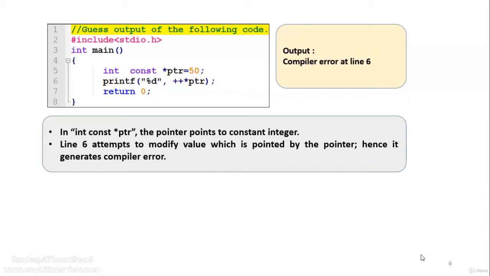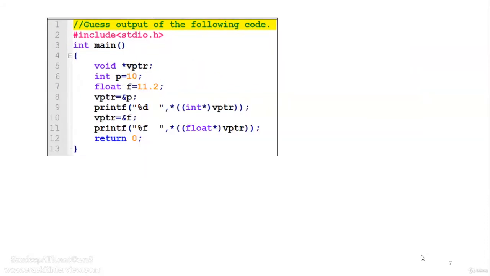Let's move to the next example. See the code carefully and gauge the output. On line number 5 there is a void pointer vptr. There are two variables p and f. p is an integer variable, f is a float variable. On line number 8 vptr is pointing to variable p, and on line number 10 vptr is pointing to variable f. There are printf statements on line number 9 and 11. So what will be the output of this program?